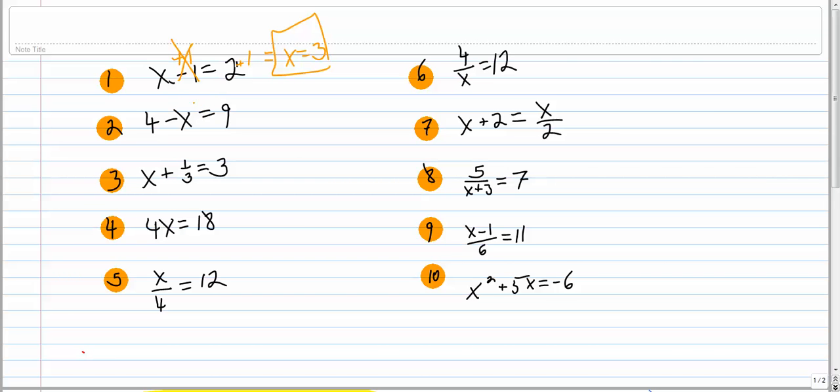Here, this one, a little bit of a new flavor. What I want to do first, I think, is I want to get rid of this positive 4. To get rid of a positive 4, we're going to subtract 4 from each side, so that negates that. And so 9 minus 4. So what we wind up with is negative x equals 5.